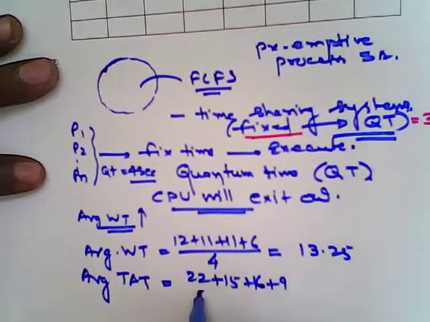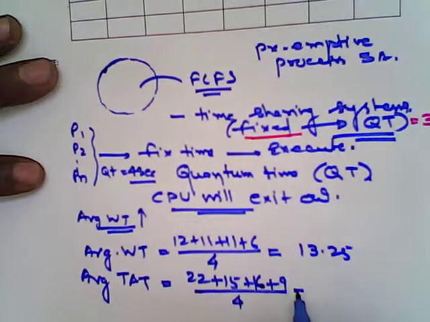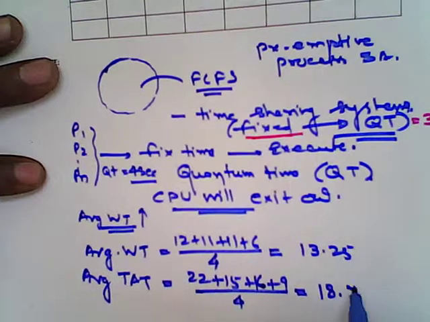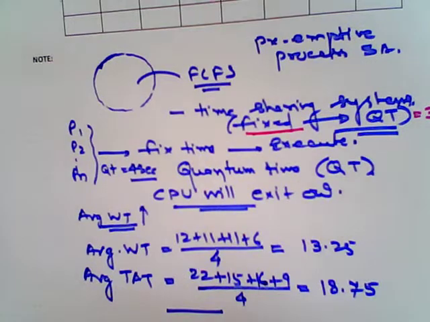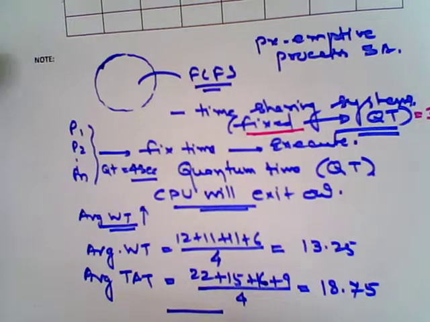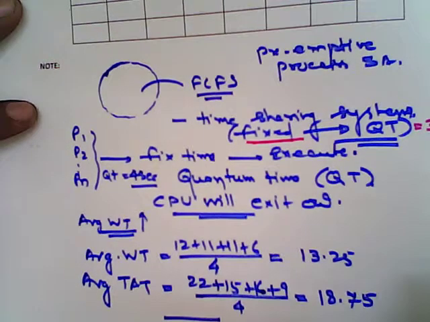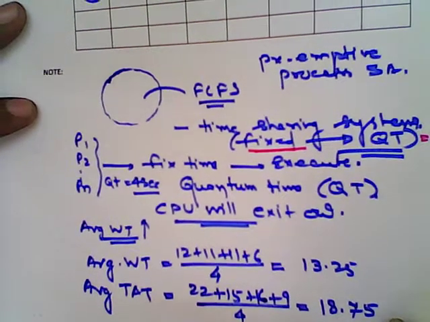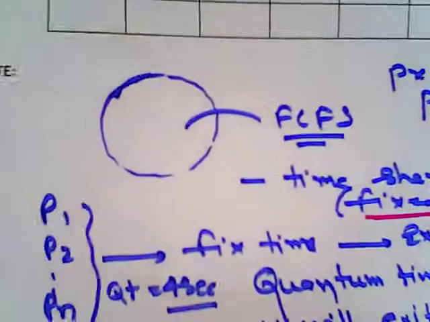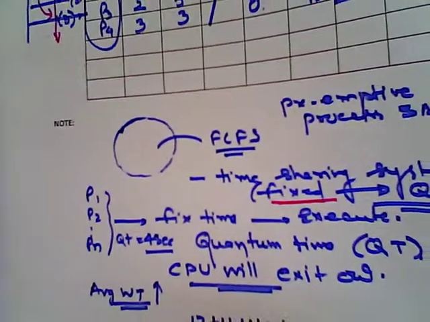So this is one of the problems related to the round robin scheduling algorithm. Certain important parameters are there, which I will discuss in subsequent round robin scheduling algorithm videos.